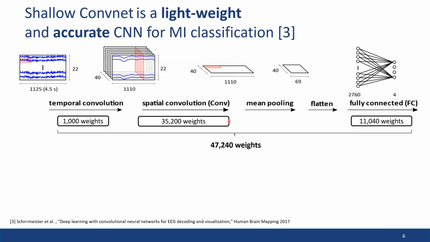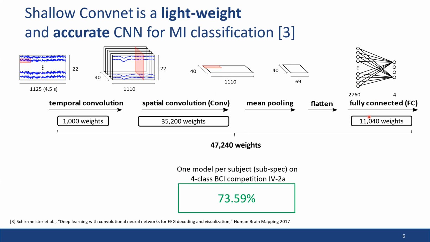Overall, this model has 47K weights, and we're already seeing that the majority of the weights is in the spatial convolution, as well as in the fully connected layer for the classification. So these are the layers which we are at first really interested to compress. When we apply this with subject-specific training and testing, we achieve a classification accuracy of 73.59%.